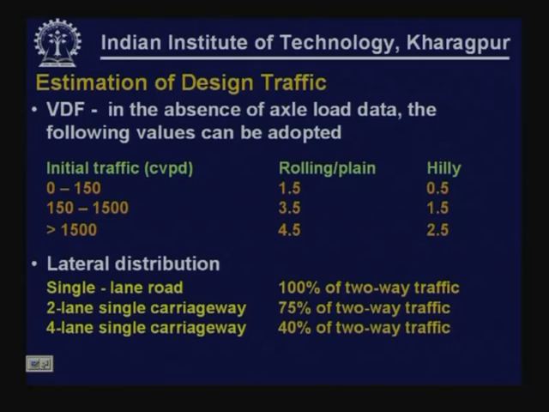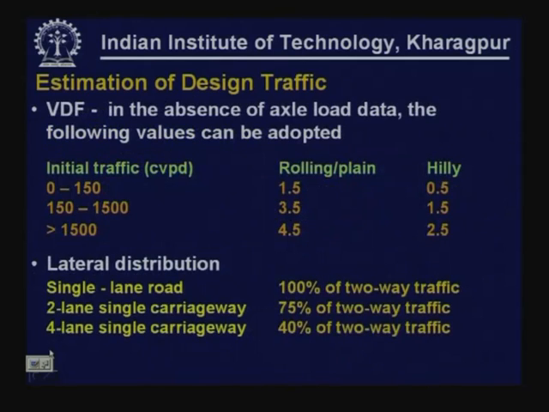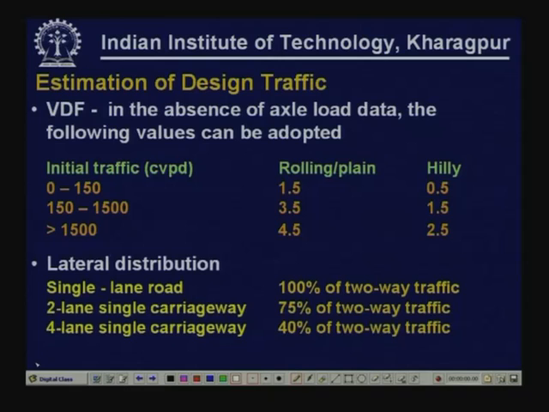For an initial traffic value of 0 to 150 commercial vehicles per day, CVPD is commercial vehicles per day. For different terrains, rolling and plain terrain, hilly terrain, the values recommended are given. For example, for rolling and plain terrain, for initial traffic intensity of more than 1500 commercial vehicles per day, a value of 4.5 can be selected if it is in a rolling or plain terrain.